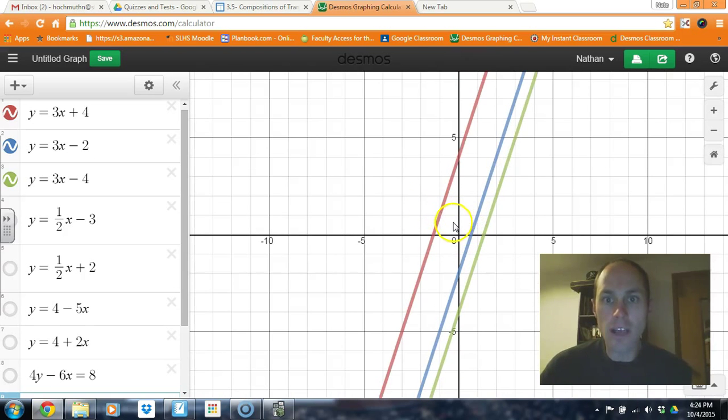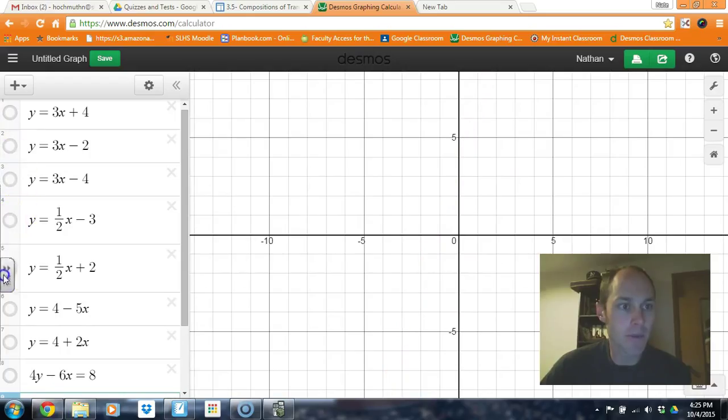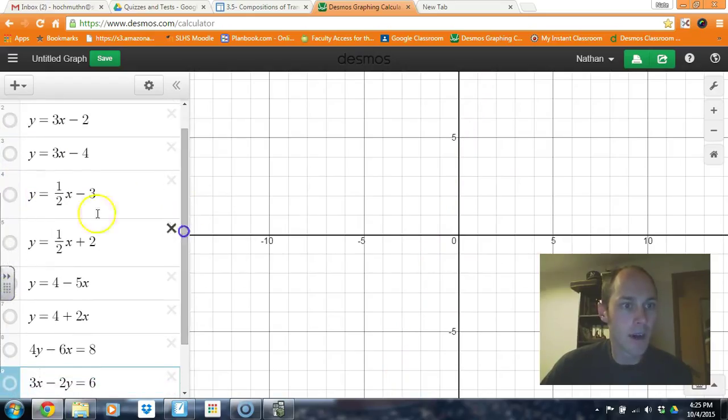Is that they never cross. We refer to these as parallel lines. They have the same slope. Lines are parallel. So what do you think will happen when I take a look at y = 1/2 x - 3 and y = 1/2 x + 2?